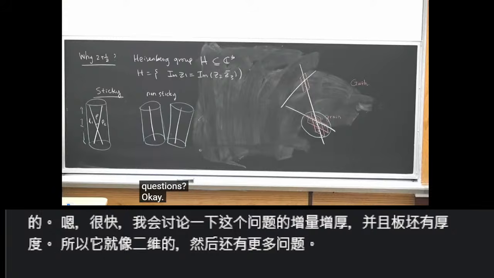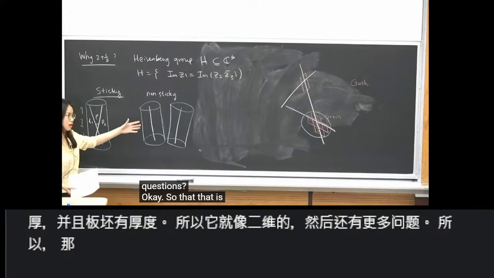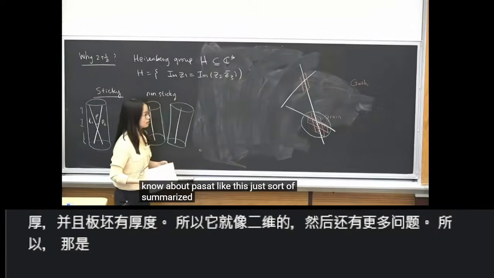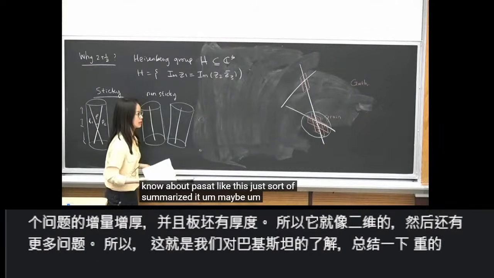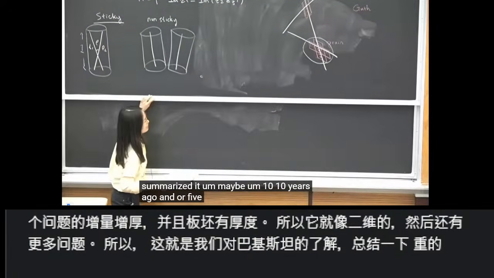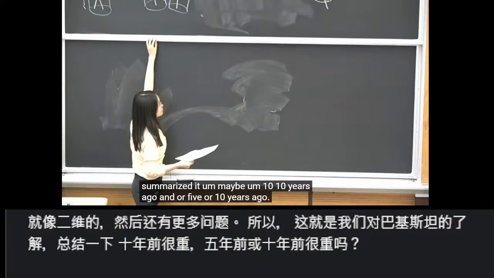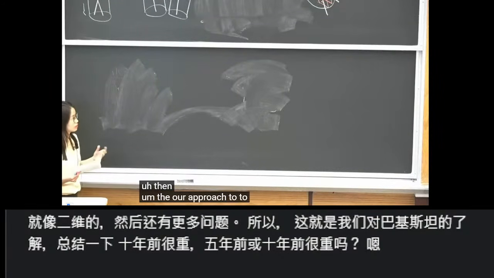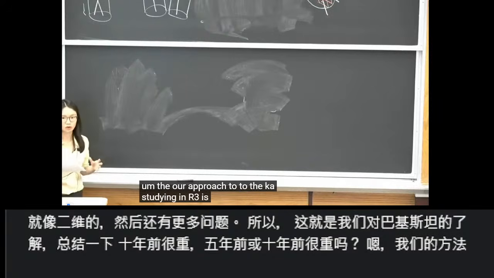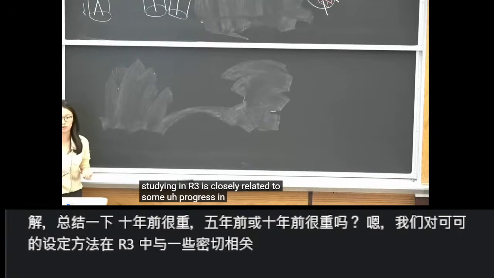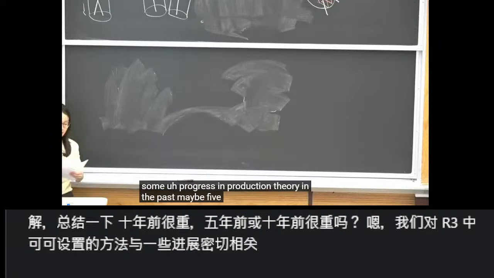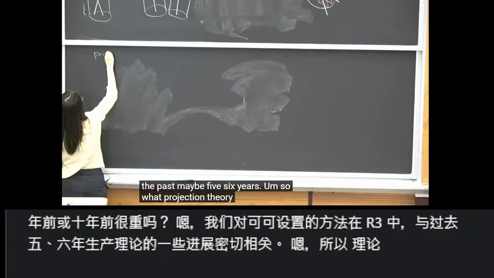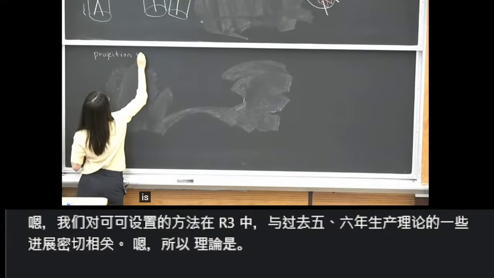Okay. So that is what we know about the Kakeya set. This picture sort of summarizes it maybe 5 or 10 years ago. Then our approach to the Kakeya set in R3 is closely related to some progress in projection theory in the past maybe 5-6 years. So what projection theory is doing.